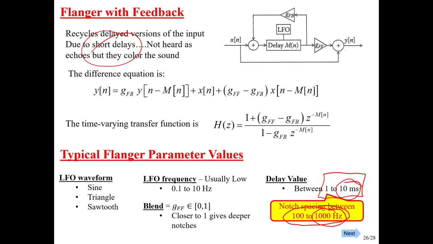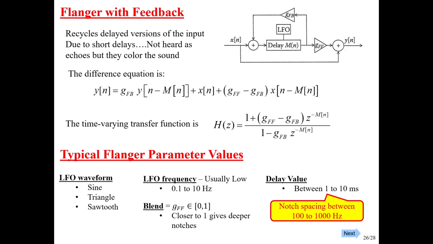And if we go down to 100, it's going to be 2,000 notches. So it's a lot of notches. And so that's the sound that we're getting, or the frequency response kind of shape that we're getting from a flanger. We don't hear it as delay. Here we hear it as the notches.